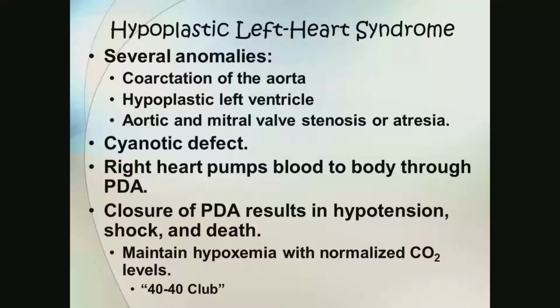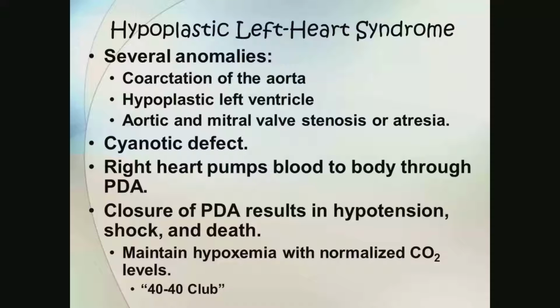For instance, a coarctation of the aorta. Sometimes it's just that the aortic arch doesn't fully develop and it's hypoplastic, meaning it's reduced in size. Sometimes there actually is a coarctation. Bottom line is that you also have all the valves on the left side of the heart, the aortic valve as well as the mitral valve. They can be stenotic, they can be atresic, they can be defective in multiple ways, and that all leads to the left ventricle becoming hypoplastic, meaning it's small in size.